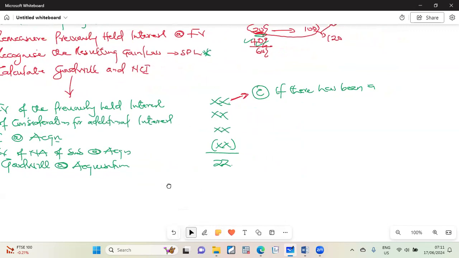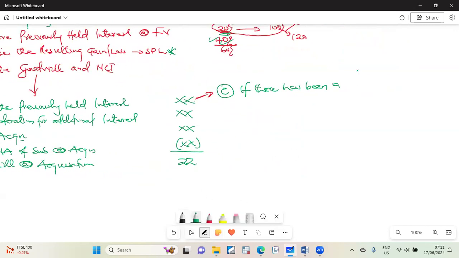So let me shift it here so that you can have it work. If there has been a remeasurement of the previously held interest, that previously held interest, the equity interest in the OCI.